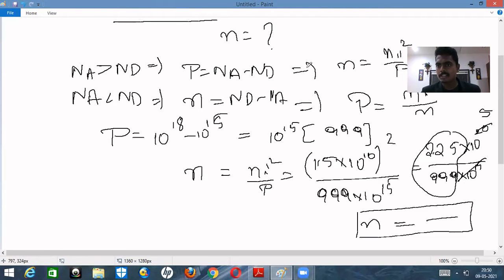So Na and Nd both are given in the question, so if we compare that, since Na is greater than Nd, it will be a p-type semiconductor. So first of all we calculate the value of p. We are asked for electron concentration, so therefore n is equal to ni square upon p. Automatically if you solve it, you will get like this one. So simple. Fine, so we will move on.